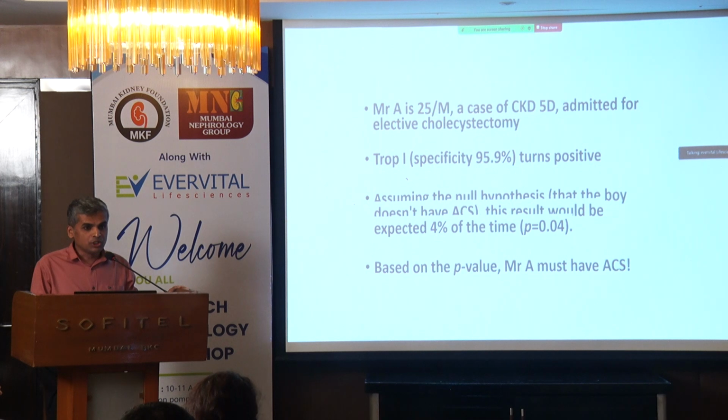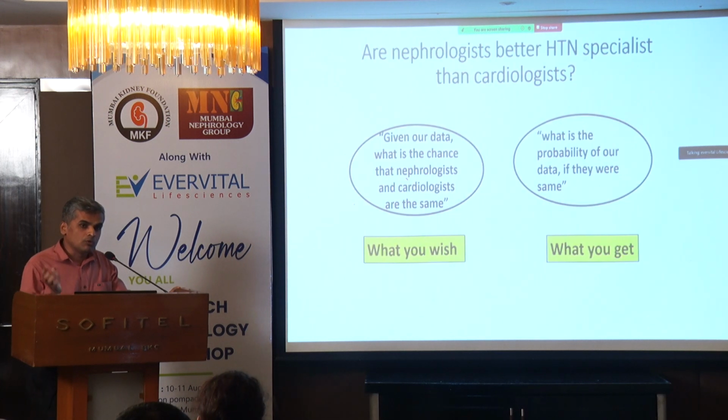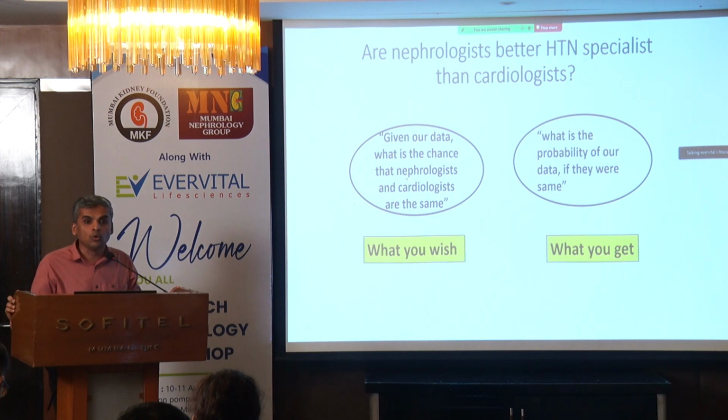But then it completely ignores the clinical probability, that is, the pre-test probability of this patient having a coronary syndrome. So going back to our hypothetical trial, what we want to know is what is the chance that nephrologists and cardiologists are the same. That's what we want to know. But what we get from the p-value is the probability of your data if they were the same.